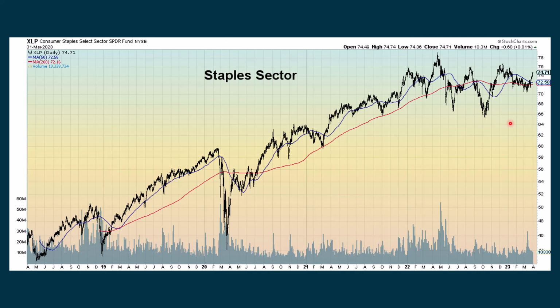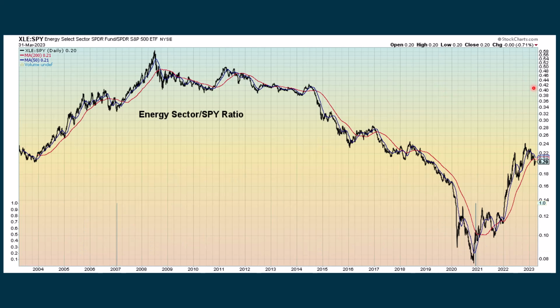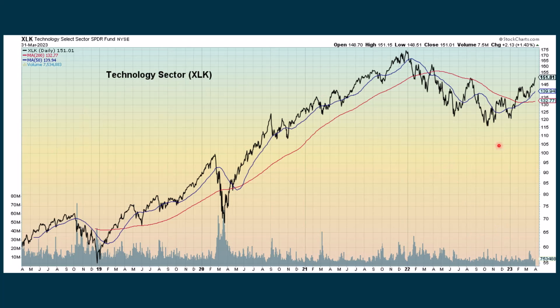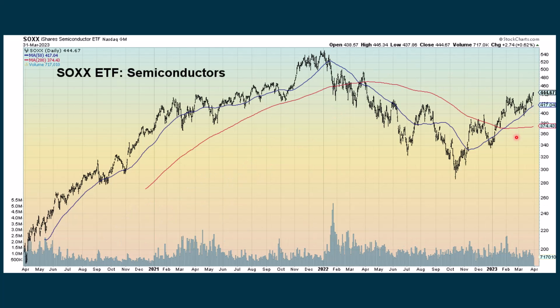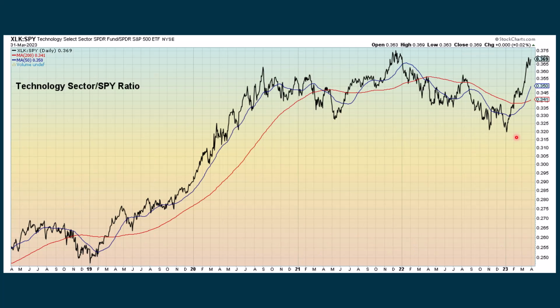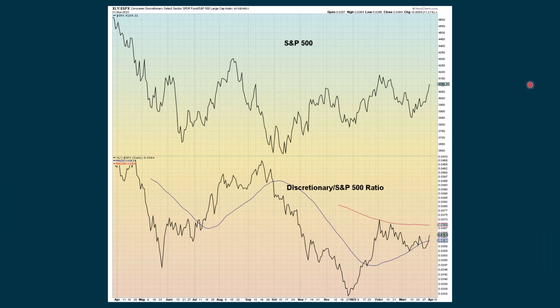The staple sector is still in an uptrend, but getting close to giving us a death cross. And energy has been outperforming the S&P 500, even though it's shown some weakness. It had a good week this past week. The tech sector is in an overall uptrend, and semiconductors are also in an overall uptrend. The tech sector to the S&P 500, tech has really been doing well as of late.